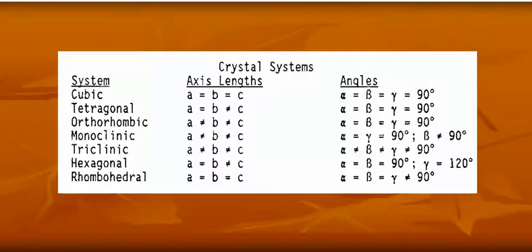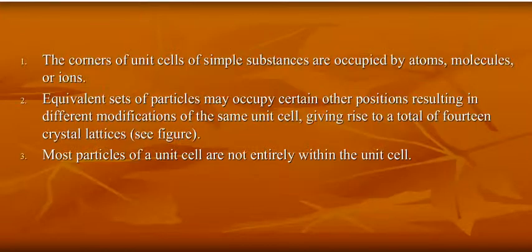Here are the 7 categories. Do not worry about memorizing these 7 crystal structures. The corners of unit cells are occupied by atoms, molecules, or ions, and then particles may occupy certain other positions, which result in 14 different crystal lattices. And on the back of page 9, I have included the 14 different crystal lattices. But again, do not worry about memorizing these 14 different crystal lattices.